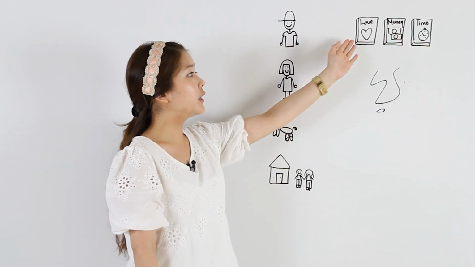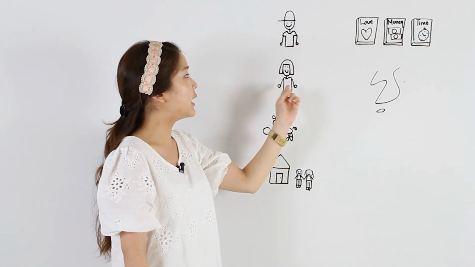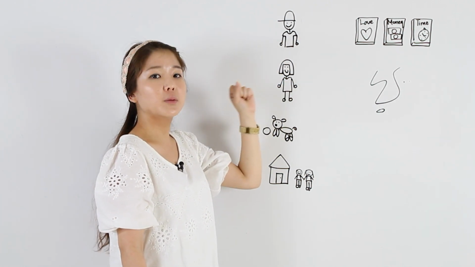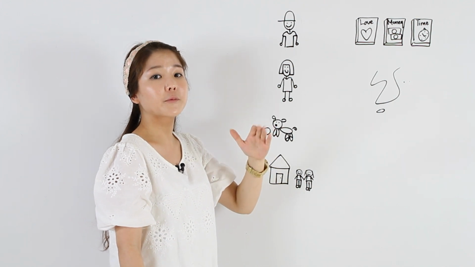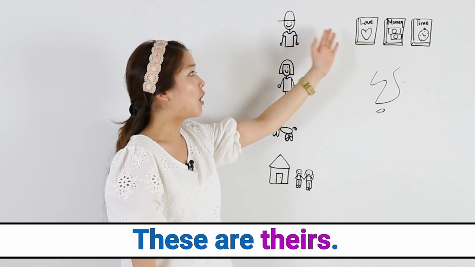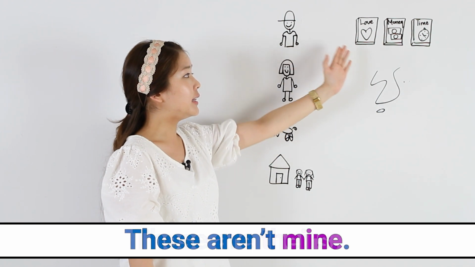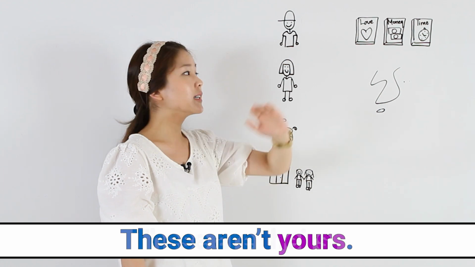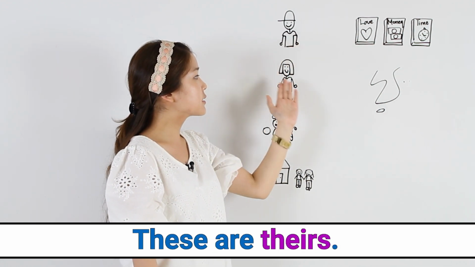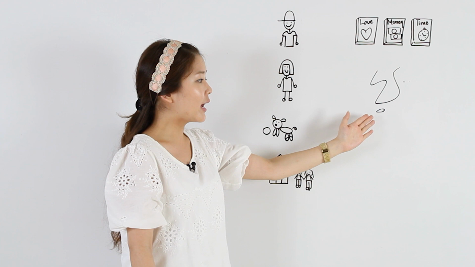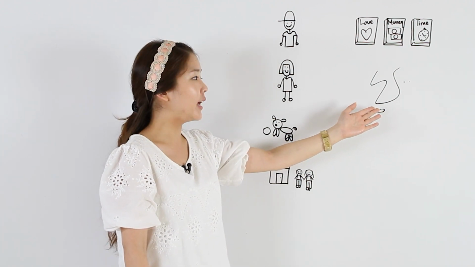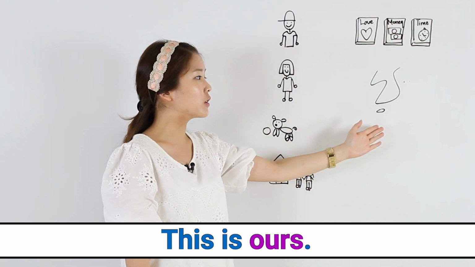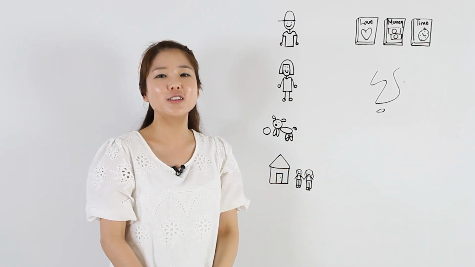Okay, now over here, we have some books and we're going to say that they belong to these two people. Okay, so we're going to use the plural be verb are. Okay? These are theirs. These aren't mine. These aren't yours. These are theirs. Okay? And last, we have a picture of Korea. Okay? This is ours. This is ours. Okay, let's move on to the next part.